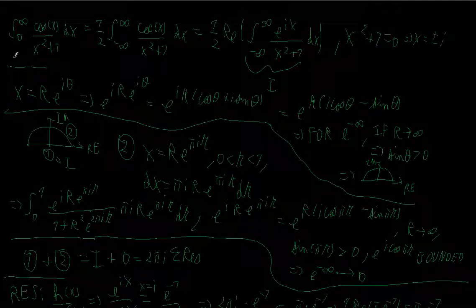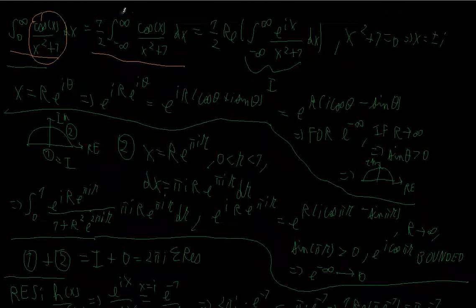I want to evaluate the integral from 0 to infinity of cosine x over x squared plus 1 dx. So first, this is an even function, so I can rewrite it as half of the integral from minus infinity to infinity of cosine x over x squared plus 1, okay? Yes, because this is an even function here.